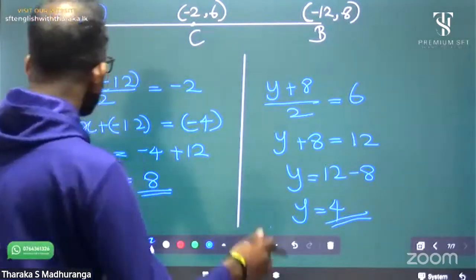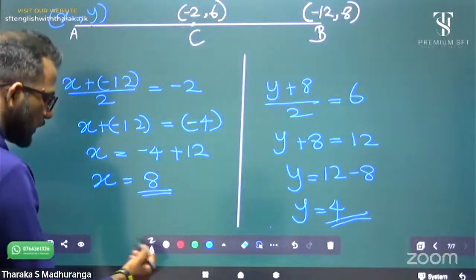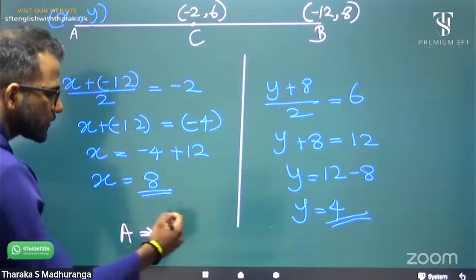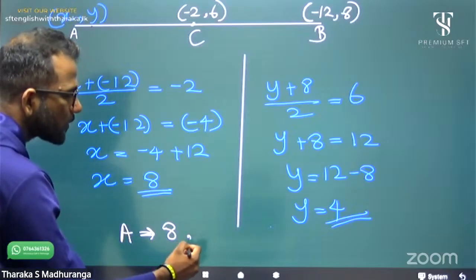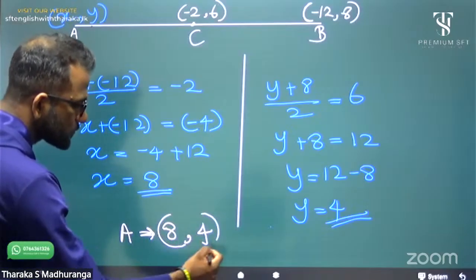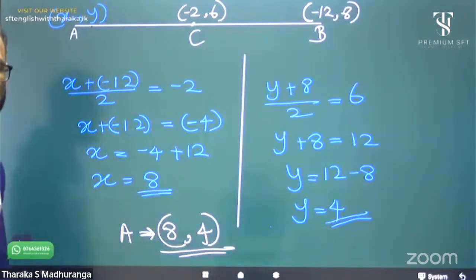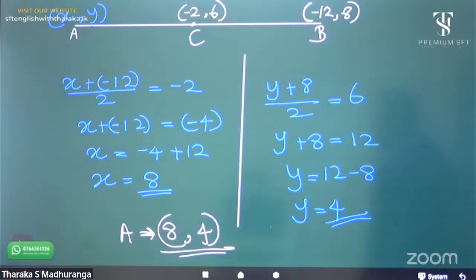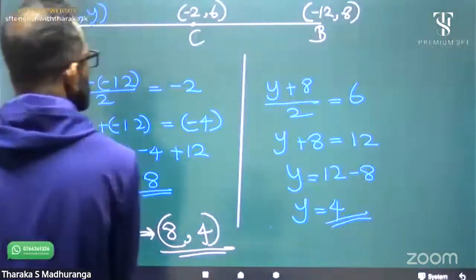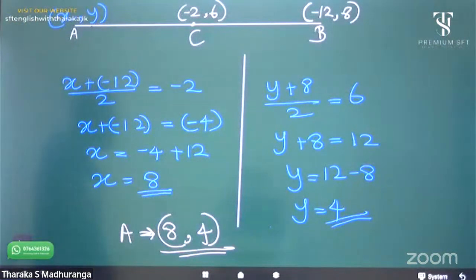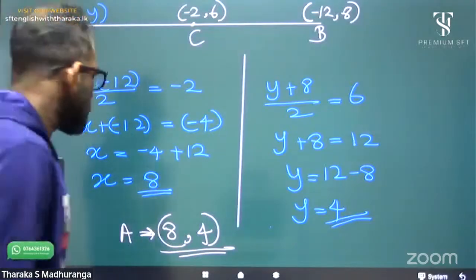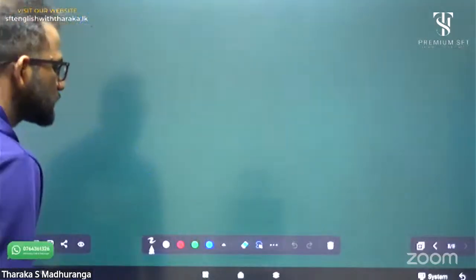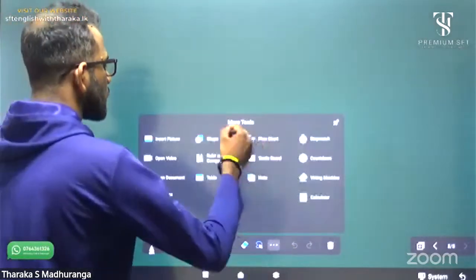Okay, now the A point coordinates: x coordinate 8, comma, y coordinate 4. They are the coordinates of point A. Okay, final exercise for midpoint coordinates.